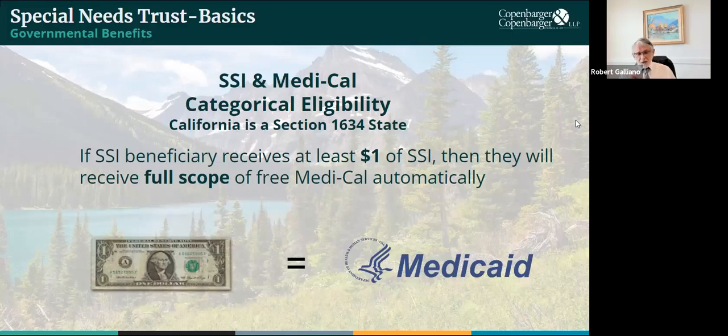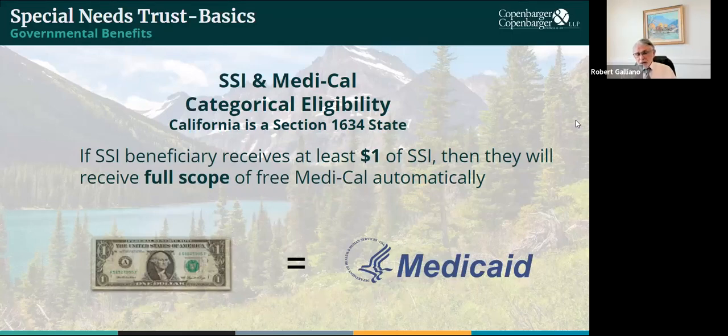And the fact is that if an individual is on SSI, if an individual has qualified for Social Security income, if they are receiving at least $1 of SSI, then they will be receiving the full scope of free Medi-Cal automatically. I'll say it again. If you are an SSI recipient in California and you have at least $1 of SSI, then you are entitled to receive the full scope of free Medi-Cal automatically.